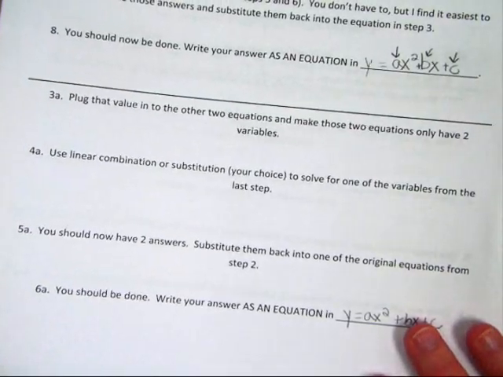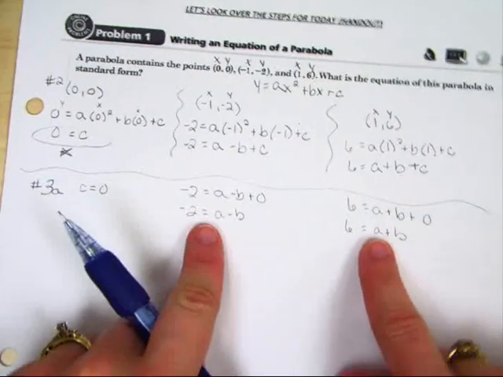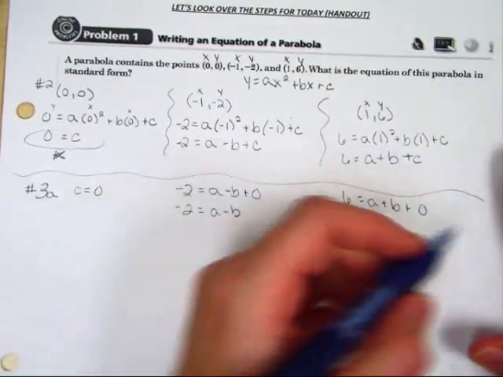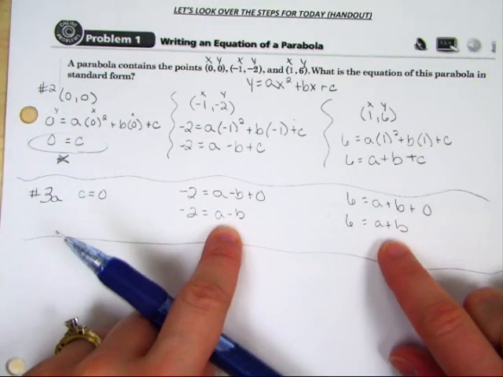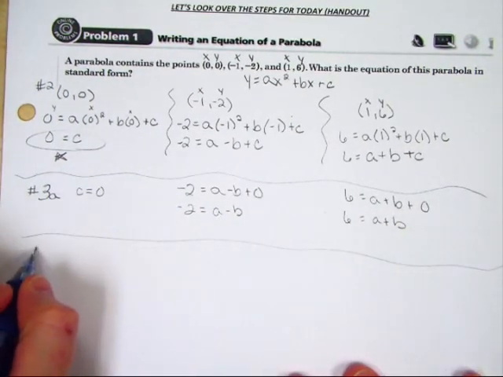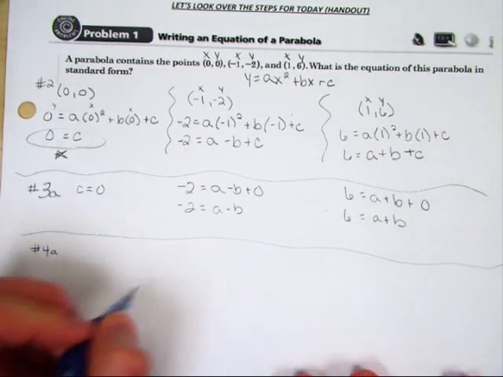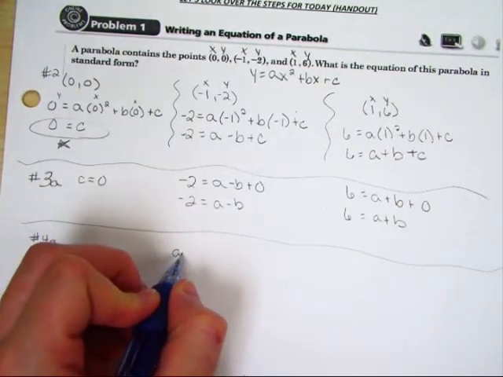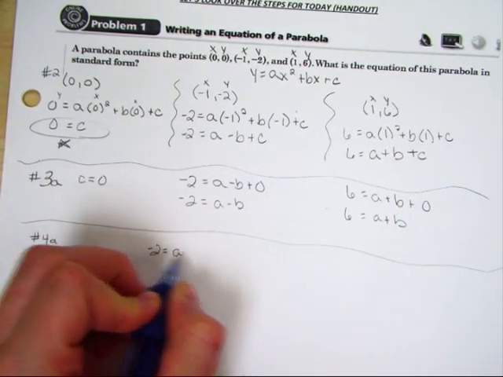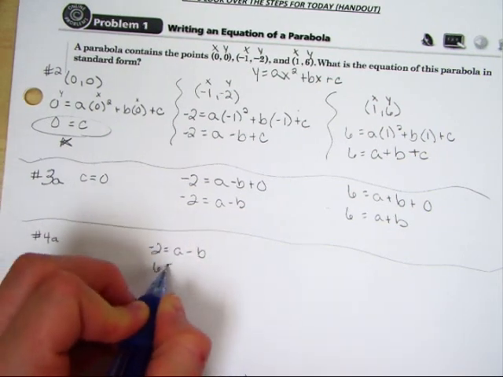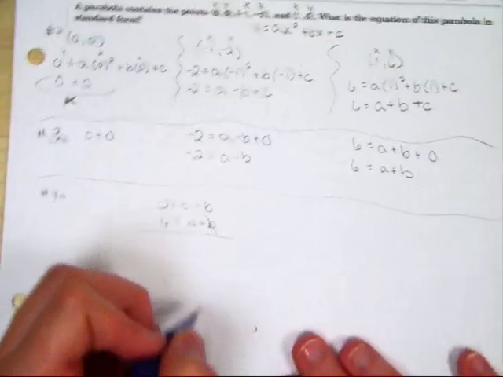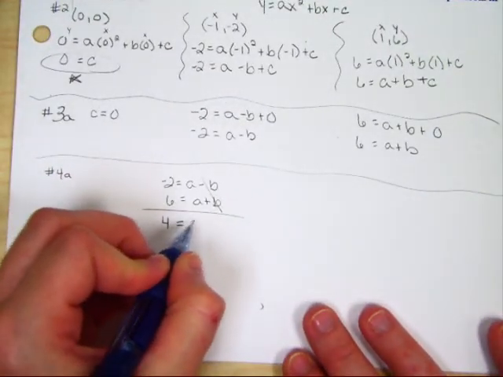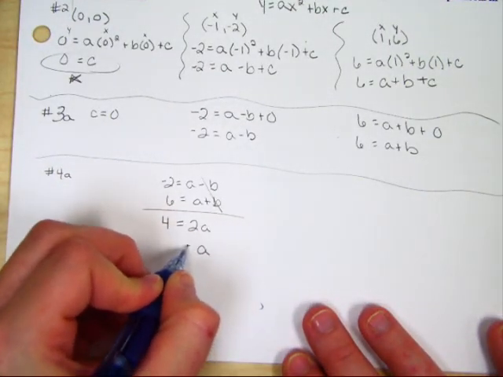Use linear combination or substitution to solve for a variable in the last step. I'm going to look at these. These look like they're going to line up nice for linear combo. The b's are going to cancel as they are. So I'm just going to rewrite them. This is step number 4a if you're following your sheet. That's negative 2 equals a minus b. 6 equals a plus b. Look how I'm lining them up because the b's cancel. That is 4 equals 2a. Divide: a equals 2.